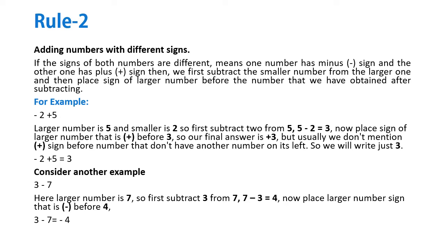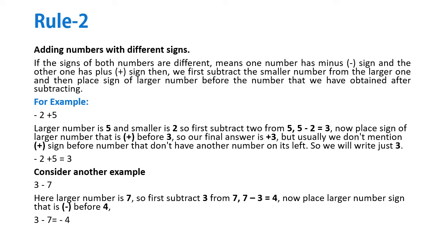For example, -2 + 5. Larger number is 5 and smaller is 2, so first subtract 2 from 5. 5 - 2 equals 3. Now place sign of larger number, that is, plus, before 3, so our final answer is +3, but usually we don't mention plus sign before a number that doesn't have another number on its left. So we will write just 3. -2 + 5 equals 3.